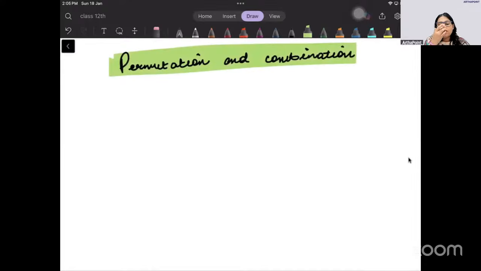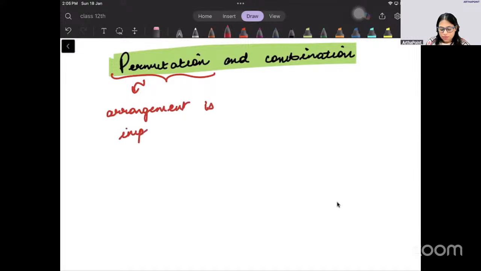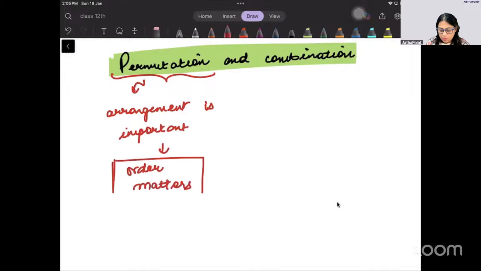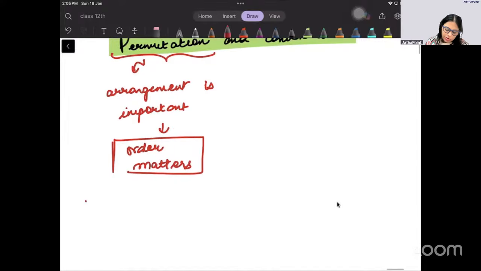ठीक है. Now, the question is asking where, first of all, should permutation be used and where should we use combination? Permutation is used wherever arrangement is important, माने wherever order matters. Permutation का formula होता है, the formula is nPr is equal to n factorial upon n minus r factorial.